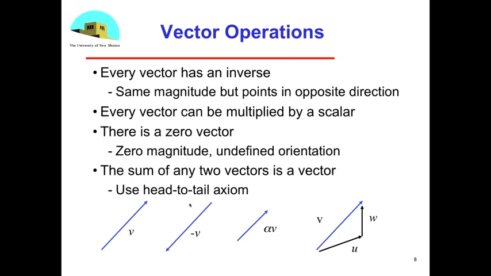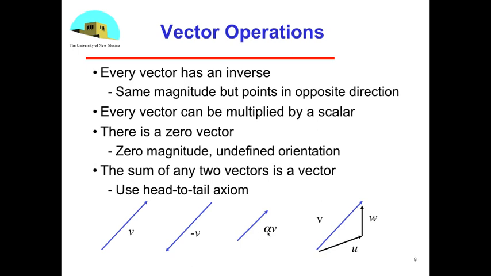Now vectors also have a zero vector. That's the vector that has no magnitude, and if it has no magnitude, then the direction makes no sense, so it has an undefined direction or orientation. For every vector, there's a vector that when I add them together, I get the zero vector, and if you look at this graphically, it's the vector that has the same length but points in the opposite direction. We also have another operation which says that I can scale the length of the vector.